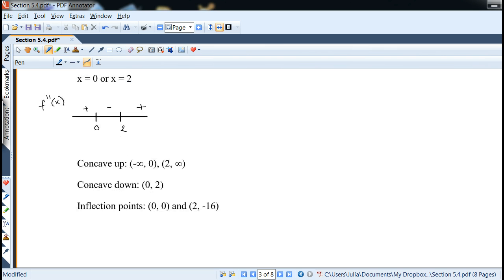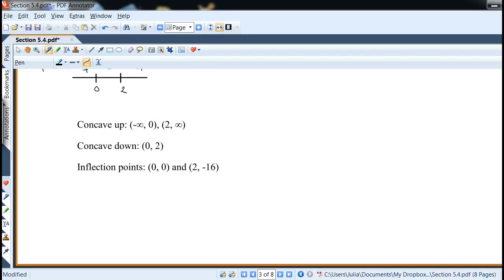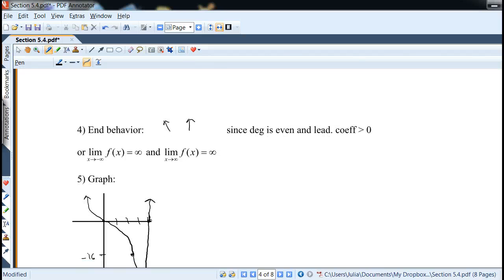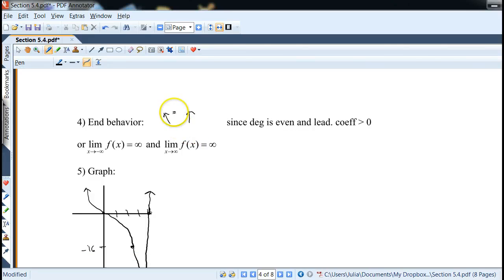And now we can finally graph. Oh no, we need something else. We need end behavior. Remember, y equals x to the 4th. It's an even degree, so both ends are going up, or you can do the limits. They're both going to infinity, because x to the 4th, whether x is negative or positive, is going to go to infinity.